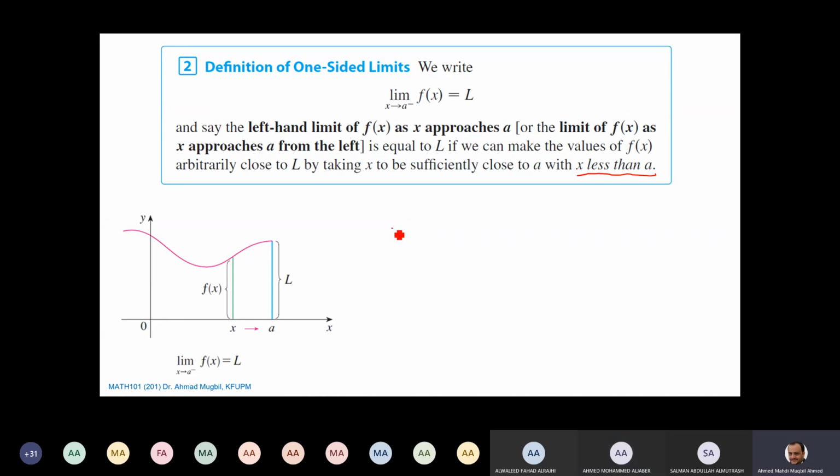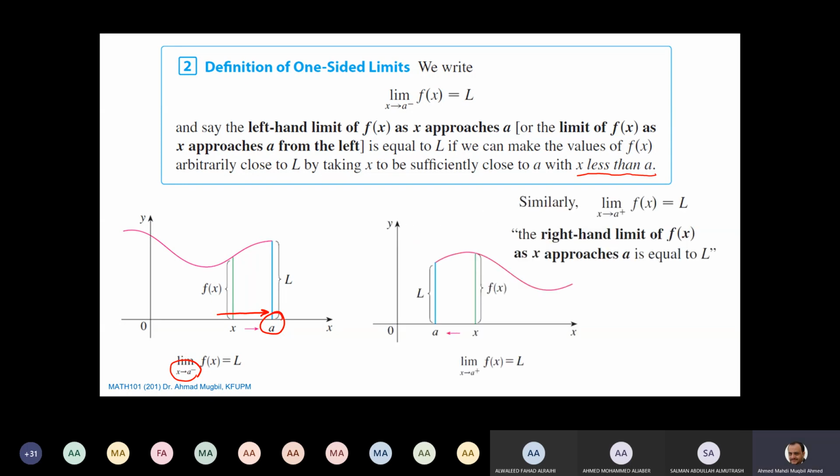Now, what is the meaning of x goes to a from the left? It means that the values of x are less than a. Like here, look, this is a. So when we say from the left, we mean that x approaches a from the left with values less than a. When we say that x approaches a from the right, we will write it as a plus, like this.